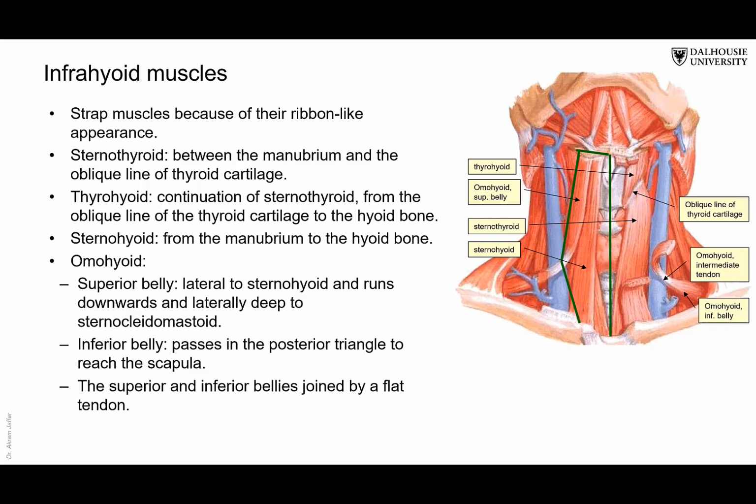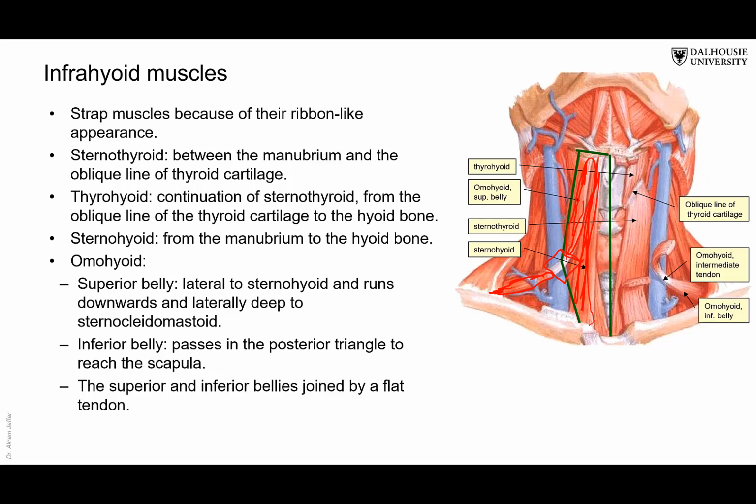The infrahyoid muscles, they form like ribbons. Very clearly, you will find that in the lab. And so they are called the strap muscles. Collectively, they are four muscles, and their names indicate their attachment. So we have one muscle here from the sternum to the hyoid bone, so it's called the sternohyoid muscle. And then we have another muscle here from the hyoid bone to the omo, which is the scapula, so it's called the omohyoid.